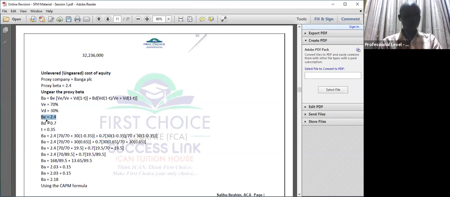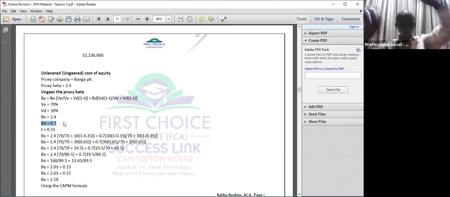This is my beta, 2.4, and that's my beta of equity. It is not in all cases that the question will give you beta of debt. If the question does not give you beta of debt, you assume that beta of debt is 0. So don't force yourself to get beta of debt just because you do not see it. Assume beta of debt is 0 and continue your solution.